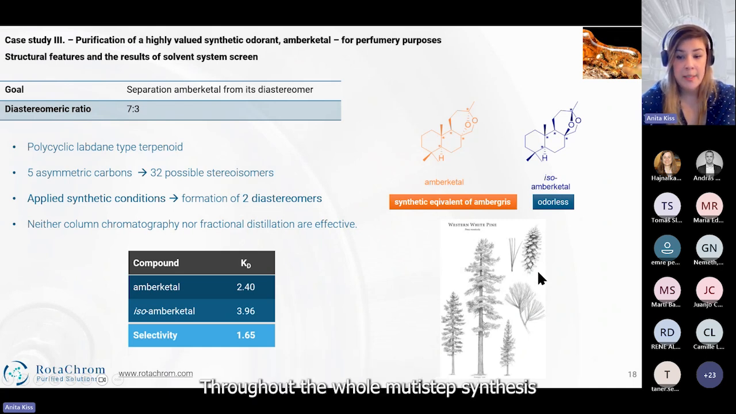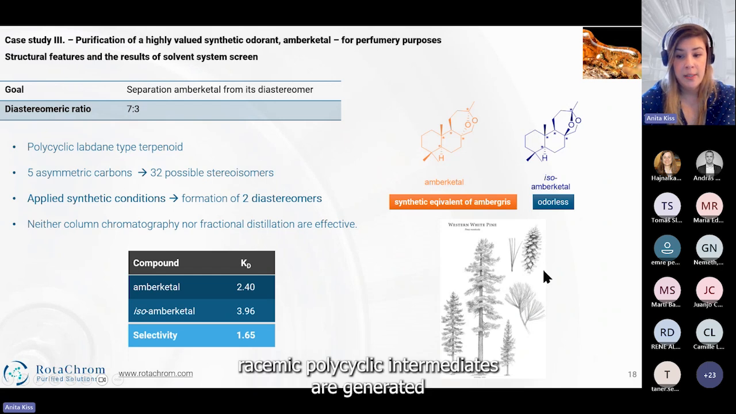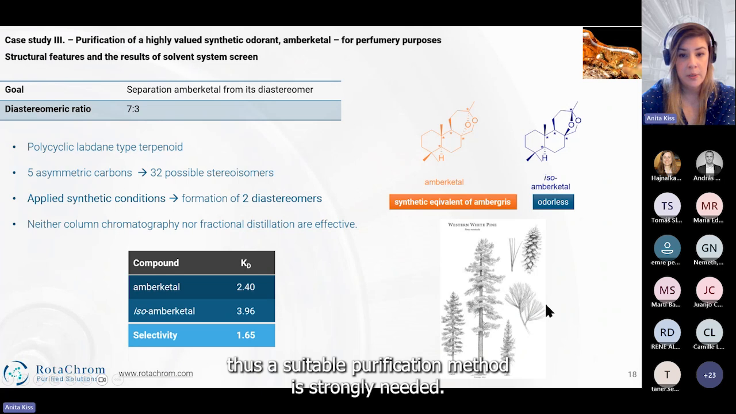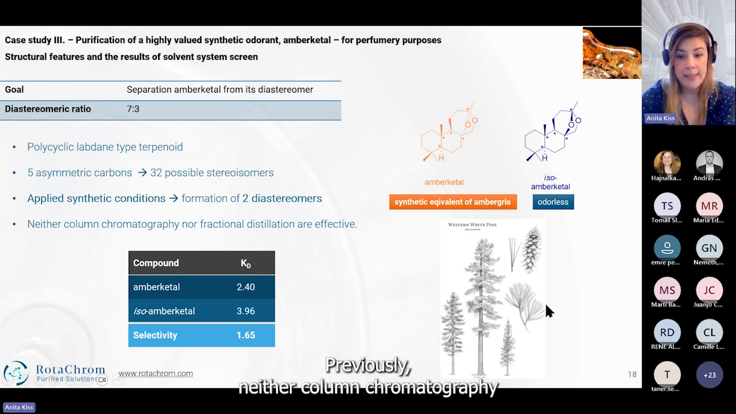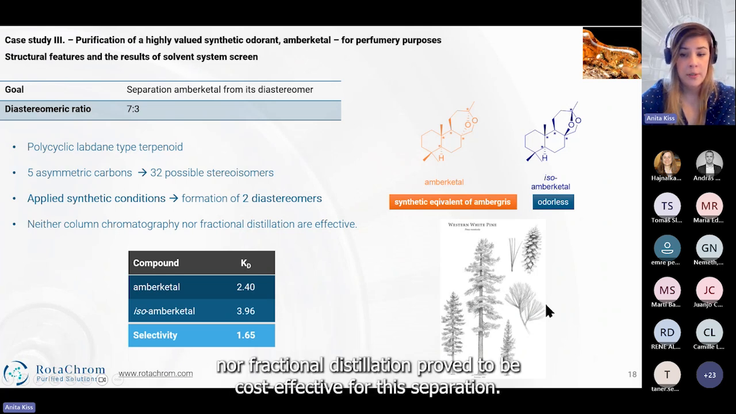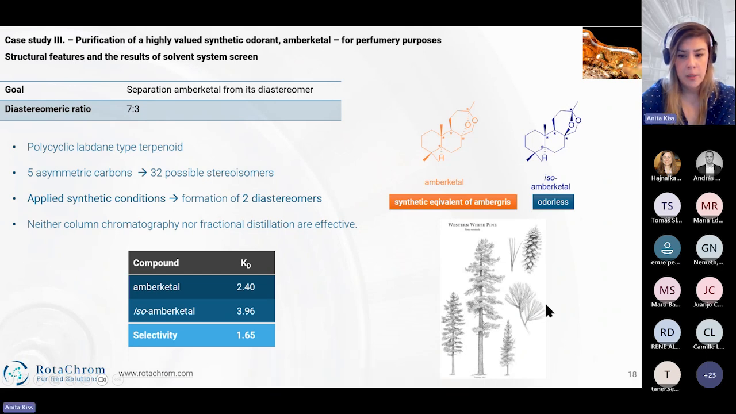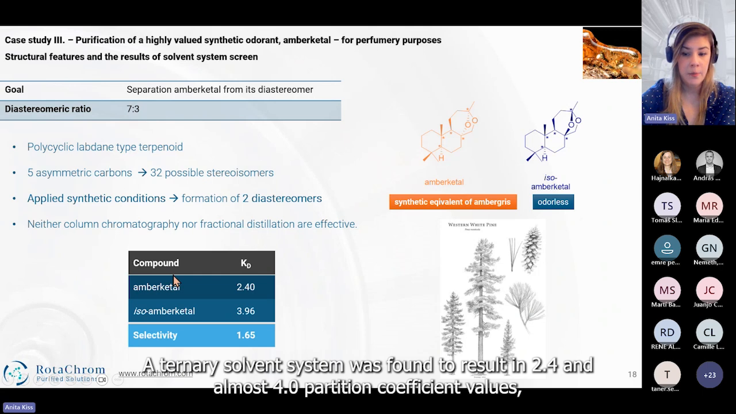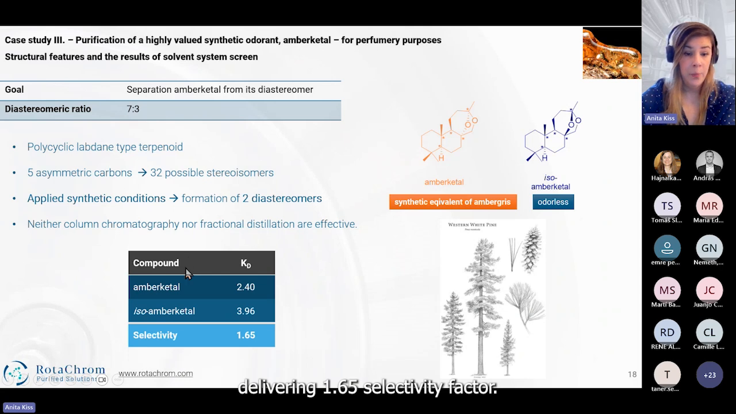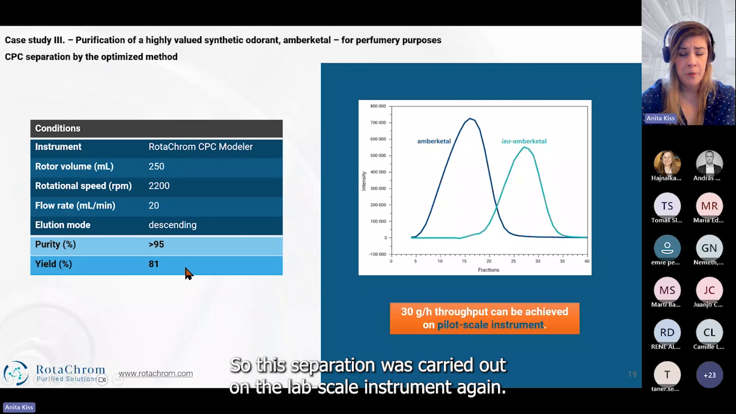Throughout the whole multi-step synthesis, racemic polycyclic intermediates are generated. Thus, a suitable purification method is strongly needed. Previously, neither column chromatography nor fractional distillation proved to be cost-effective for this separation. A ternary solvent system was found to result in 2.4 and almost 4 partition coefficient values, delivering 1.65 selectivity factor. So the separation was carried out on the lab scale instrument.